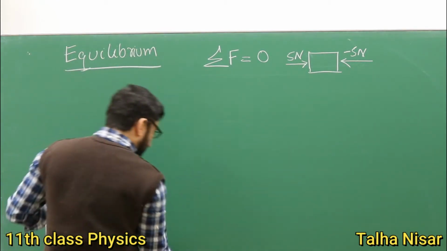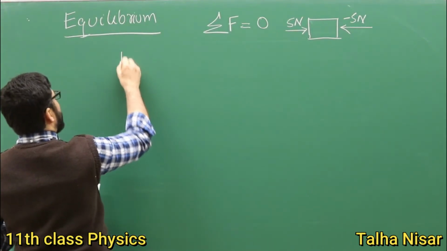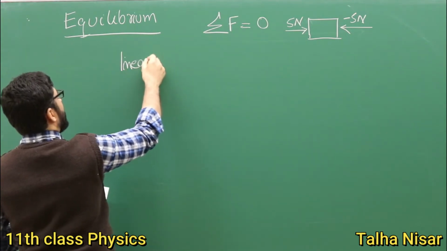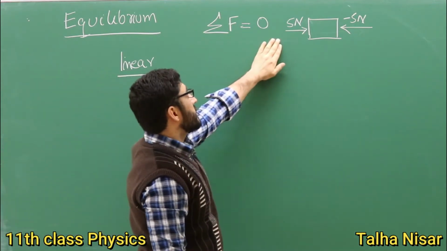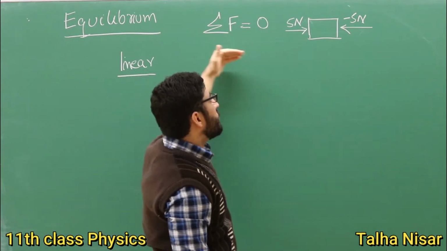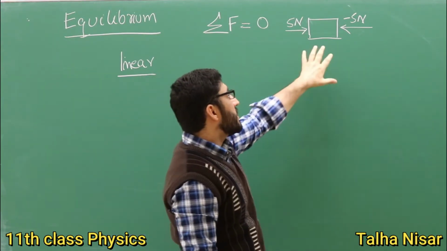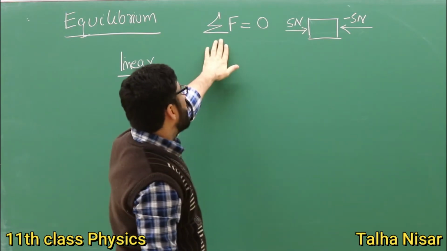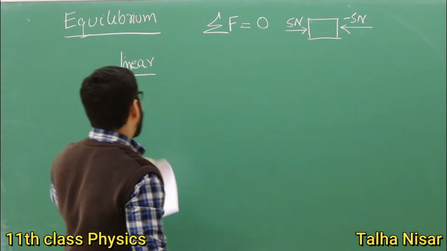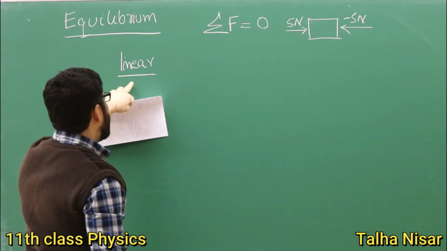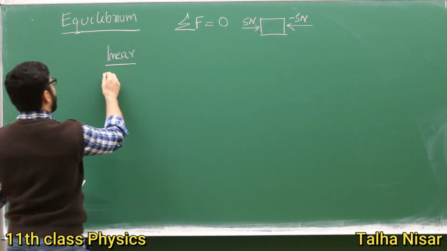Now we have two different types of equilibrium. In one case, we have a linear case. A linear case is when we apply a force like here, which will cause acceleration, and the net force on this object is 0. So when the total net force on the system is 0, this is the equilibrium. First we will discuss the linear case, and then we will talk about the rotational.